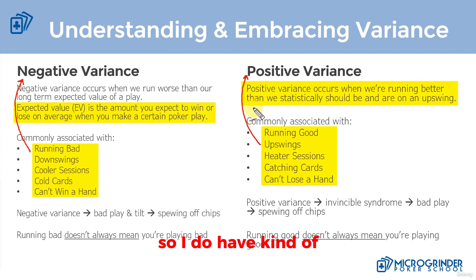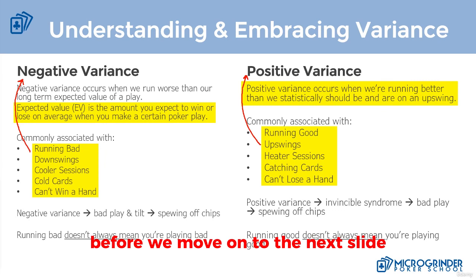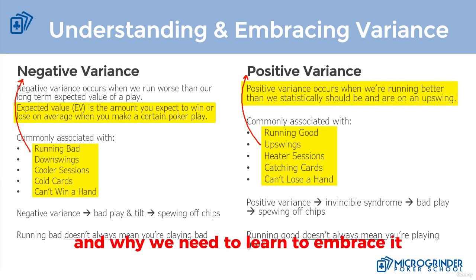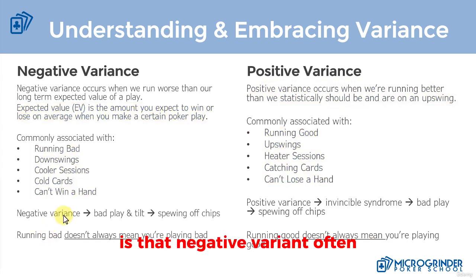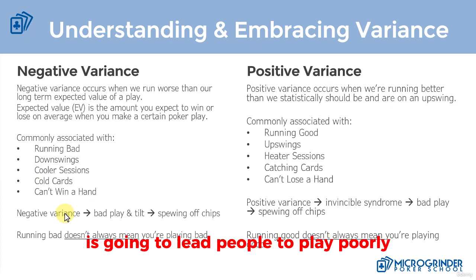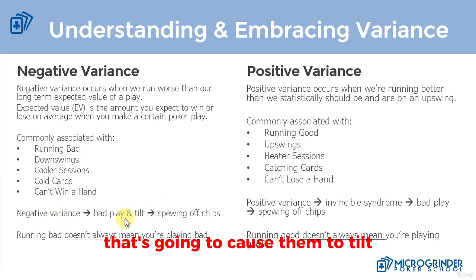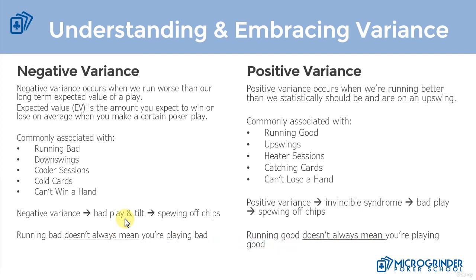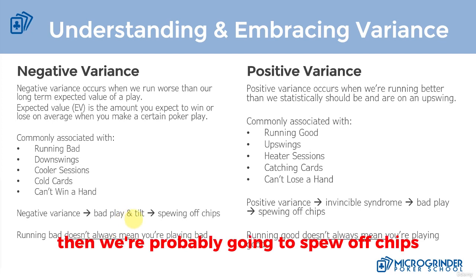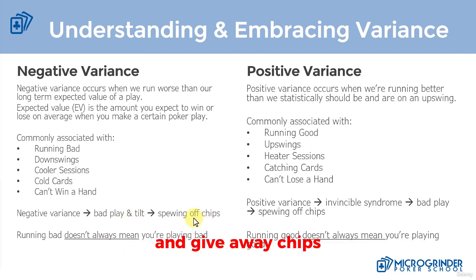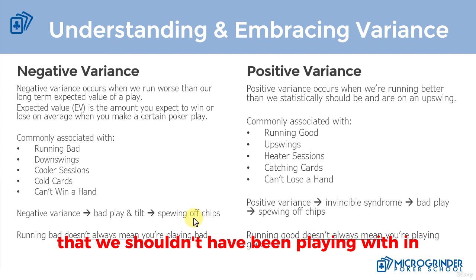I do have some additional items down here that I want to talk about before we move on to the next slide. I want you to understand this is why we need to understand negative and positive variance and why we need to learn to embrace it: negative variance often is going to lead people to play poorly. That's going to cause them to tilt, and when we tilt, we're probably going to spew off chips and give away chips that we shouldn't have been playing with in the first place.